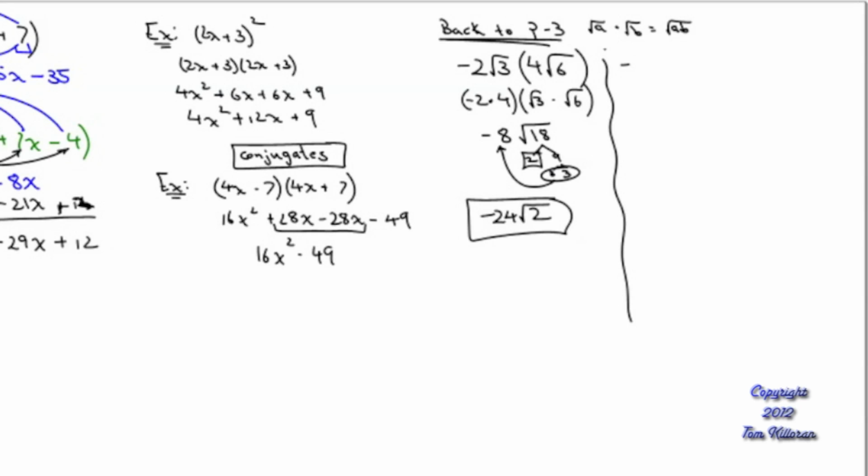Negative 3 square roots of 5 times 4 minus 2 square roots of 10. Okay.